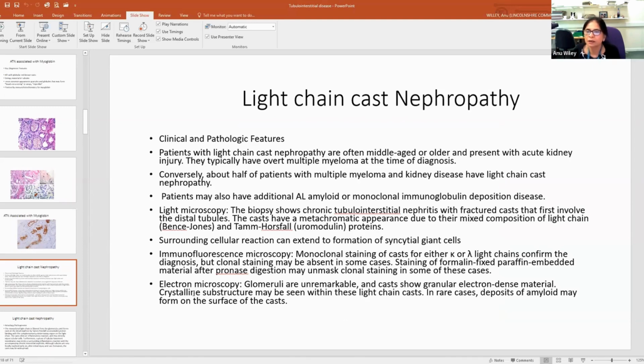So that is acute tubular injury associated with myoglobin. One of the other things that we very commonly come across in diagnostic renal pathology is light chain cast nephropathy. So what is light chain cast nephropathy?